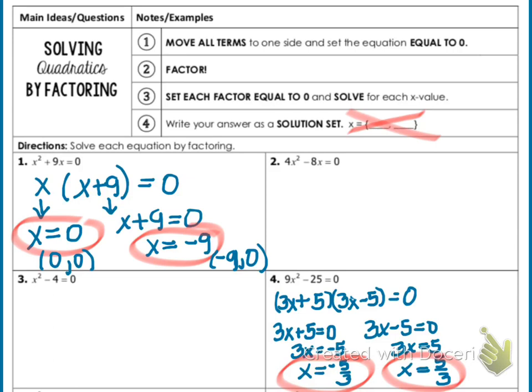So that leaves us with 2 and 3 here that I want you to pause the video and give both of these a try. Factor and set your factors equal to 0 to find your solution. So pause the video now and give 2 and 3 a try.